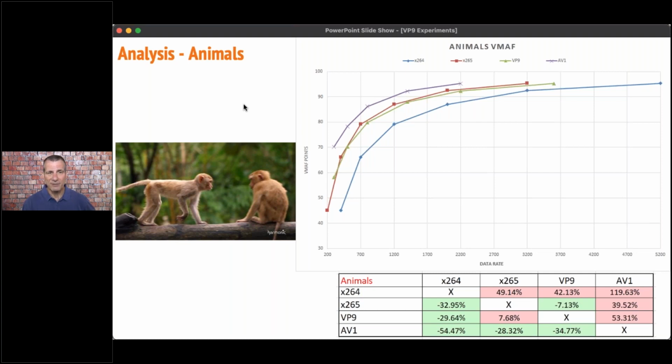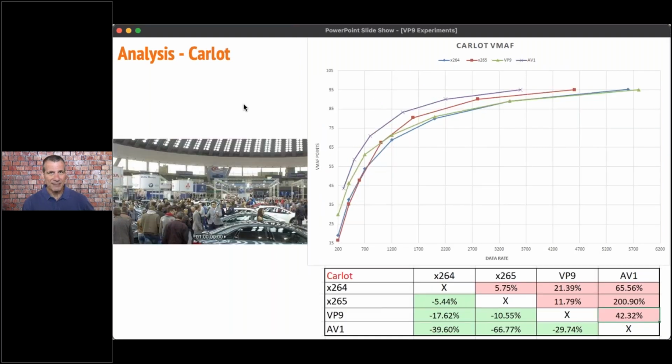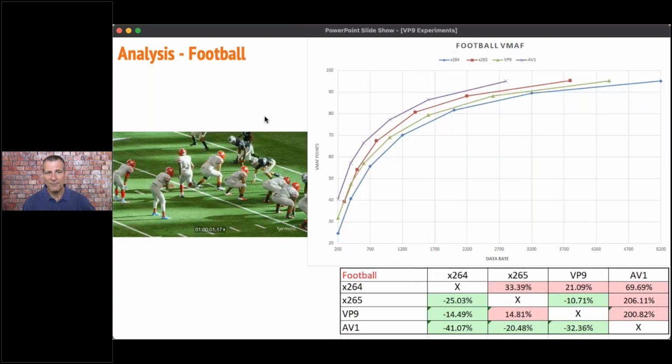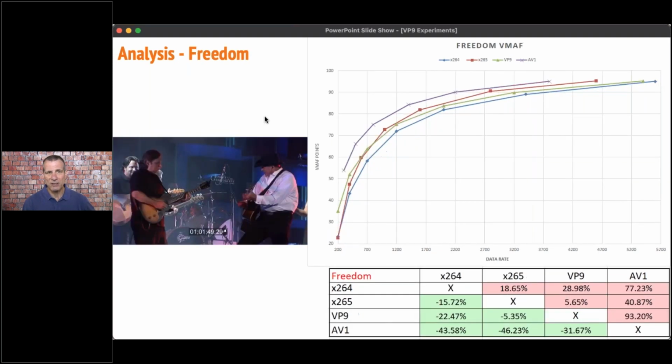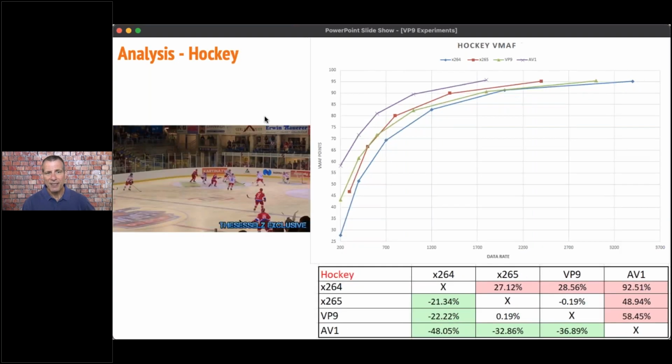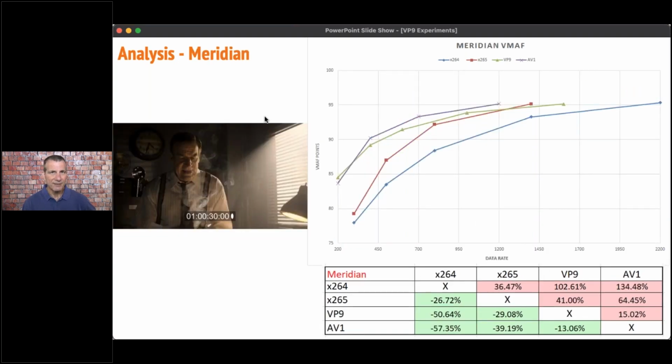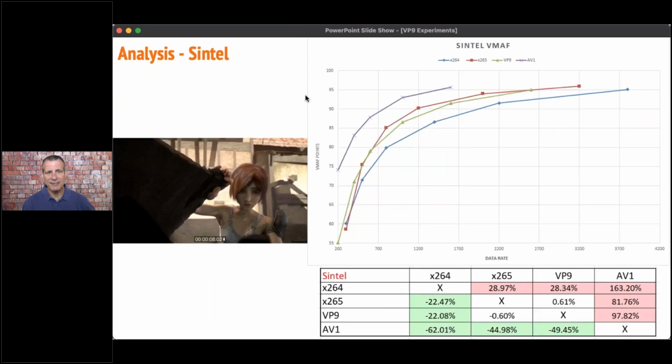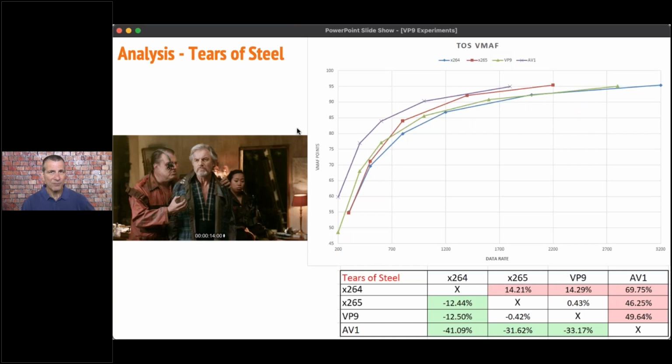So I looked at multiple clips. Animals is a Harmonic test clip. Carlot is a clip I downloaded a while back to create a big test suite, and it's very, very detail oriented. It's a very hard clip to encode. Football, another Harmonic clip, is a pretty classic sports clip. Freedom is a music video. Hockey is sports. Meridian is the famous Netflix clip. Sintel is an animation, and I wanted to make sure I tested animation. And Tears of Steel is another movie-like clip. You can download this, and we don't need to go over the specific findings for each clip here.